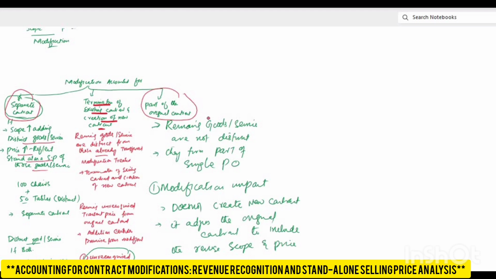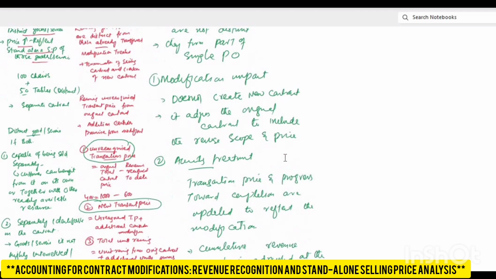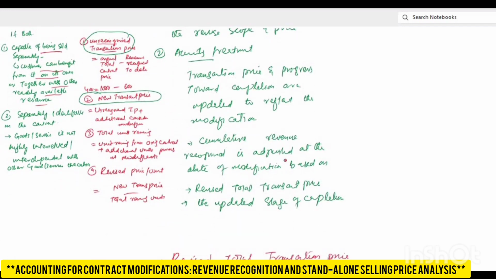Clear? And what do we mean by distinct goods and services? Distinct goods and services means that both criteria are met: they are capable of being distinct, meaning the customer can benefit from it on its own or together with other readily available resources. And the second criterion is separately identifiable in the contract, so the goods or services are not highly interrelated or interdependent with other goods or services in the contract. Then we call that distinct goods or services.